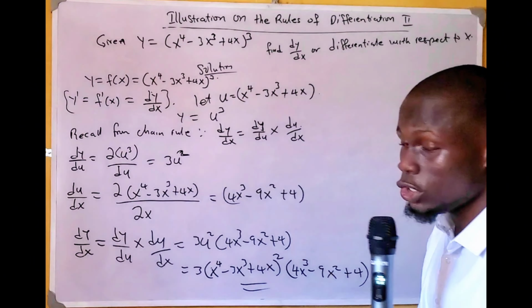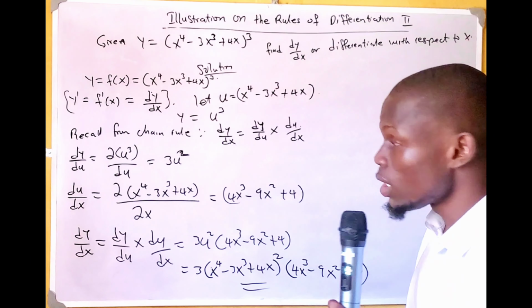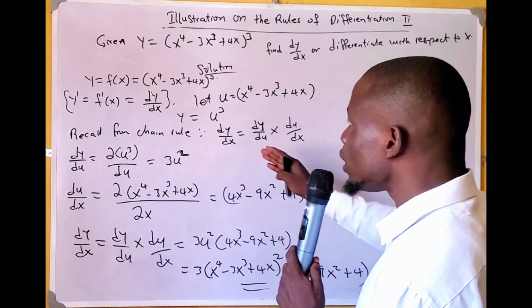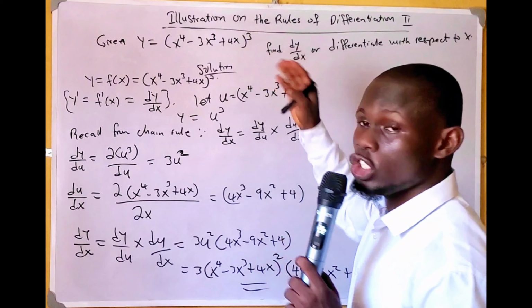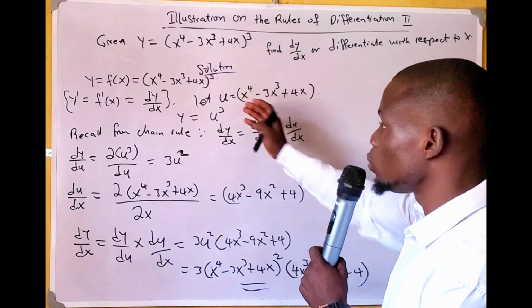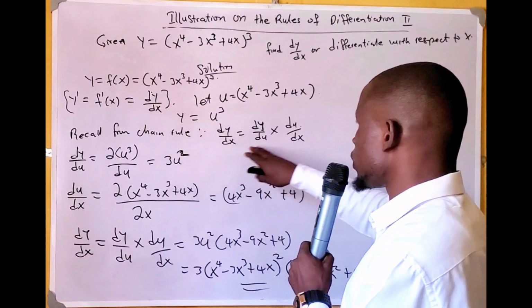Once you remember the chain rule, it's around a function of a function rule, and you're able to clearly ascertain that this is a chain rule question. So just go on with the procedure. Recall what the chain rule tells you.